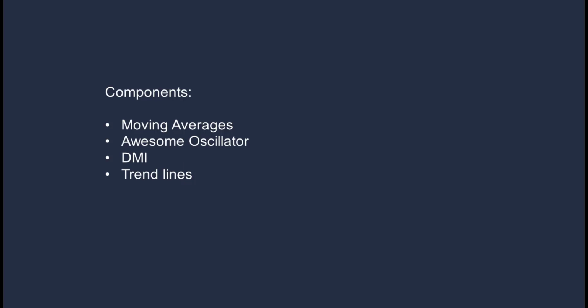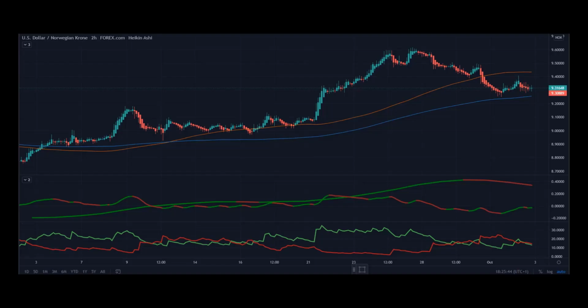So here we're adding our moving averages, the awesome oscillator, DMI, directional movement index, and trend lines. Here we've got the US dollar, Norwegian krona in a longer term 2-hour chart here, and I'm hoping by now you're starting to think of the process of what we're looking for and how we can use it. We're going to start with those doji spinning top patterns and then build it out from there.